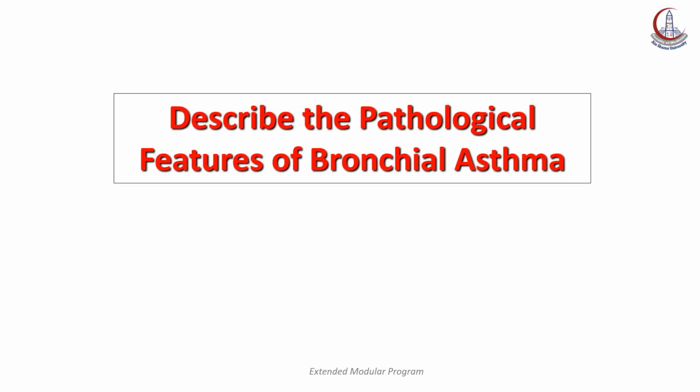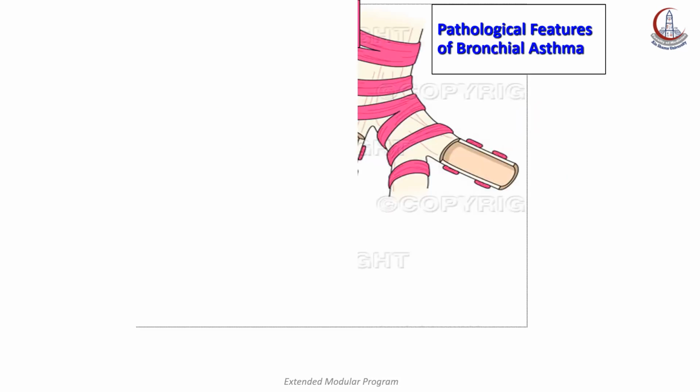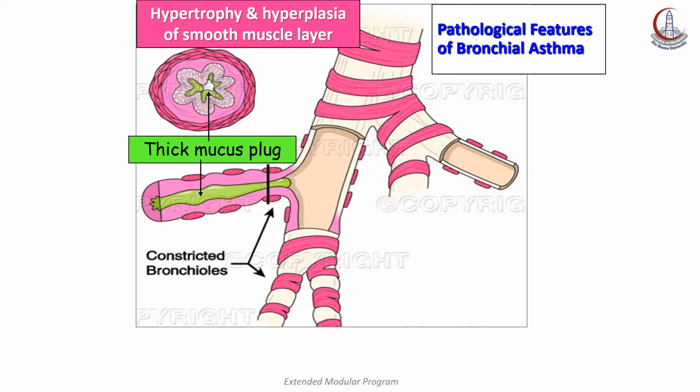The pathologic features of bronchial asthma. This diagram shows the difference between the bronchial tree in a normal person and an asthmatic patient. The normal shows a wide lumen with thin smooth muscle layer, while in bronchial asthma, the lumen is filled with a thick mucus plug. The smooth muscle layer is hypertrophic and hyperplastic.